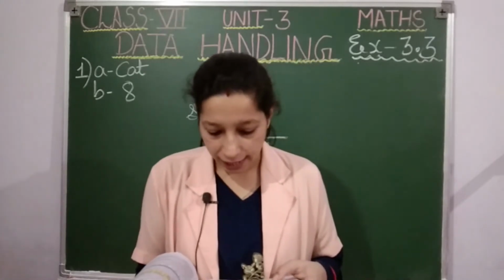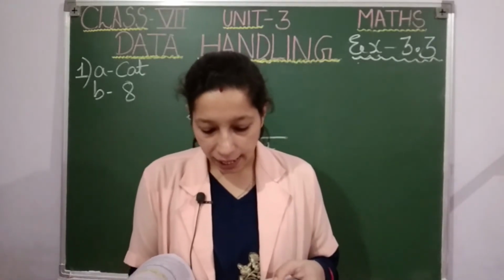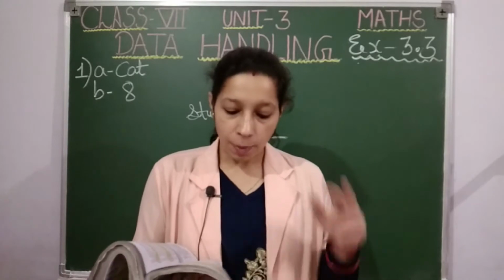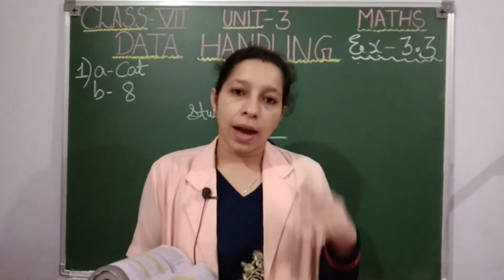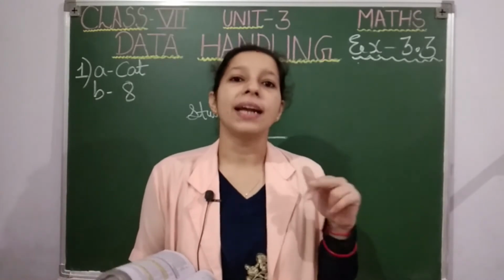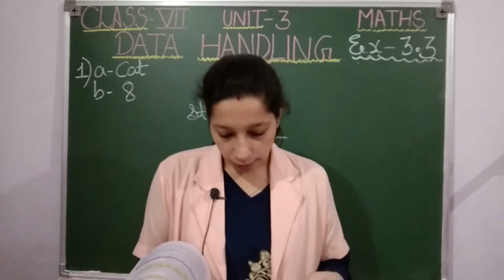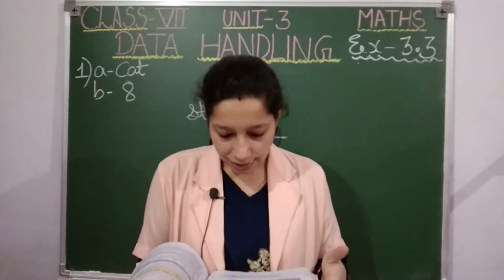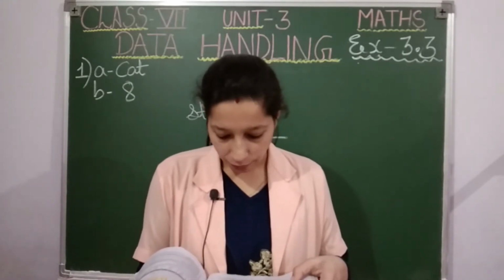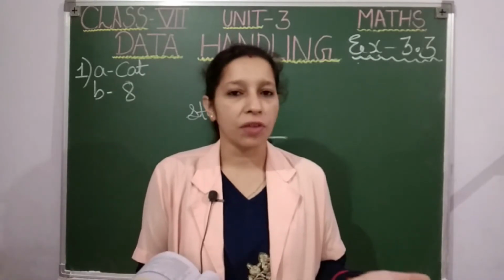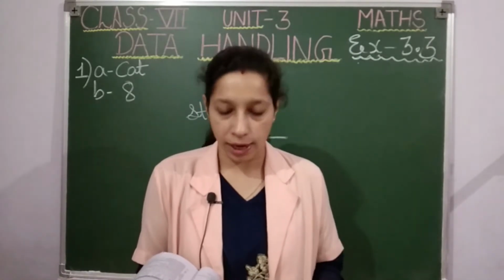Then the same for 1990. You can see for 1990 the graph is between 400 and 500. Again, it is just above the center of 400 and 500. So you may take it that for 1990 the number of books sold will be 475. We can take nearly 475 or 480 approximately.